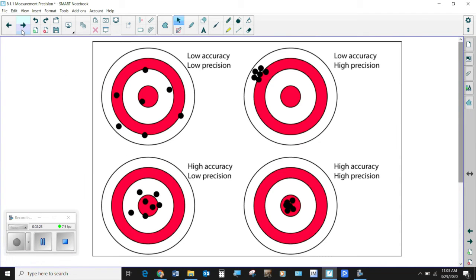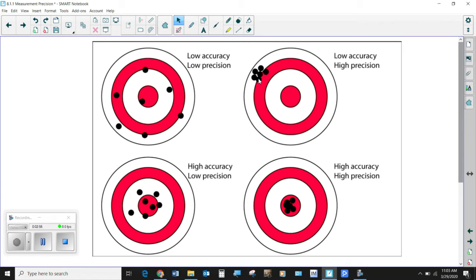I'm going to come to here right now since we're talking about this. These are 4 targets, if you think of archery. Look at this target here. The target that you're trying to hit is the bullseye, right? But this person who's shooting at this target, they hit it once, but their shots are all over the place. Only one of them hit the intended target, and none of them are really in the same location. There's not a lot of consistency there. So it's low accuracy and low precision.